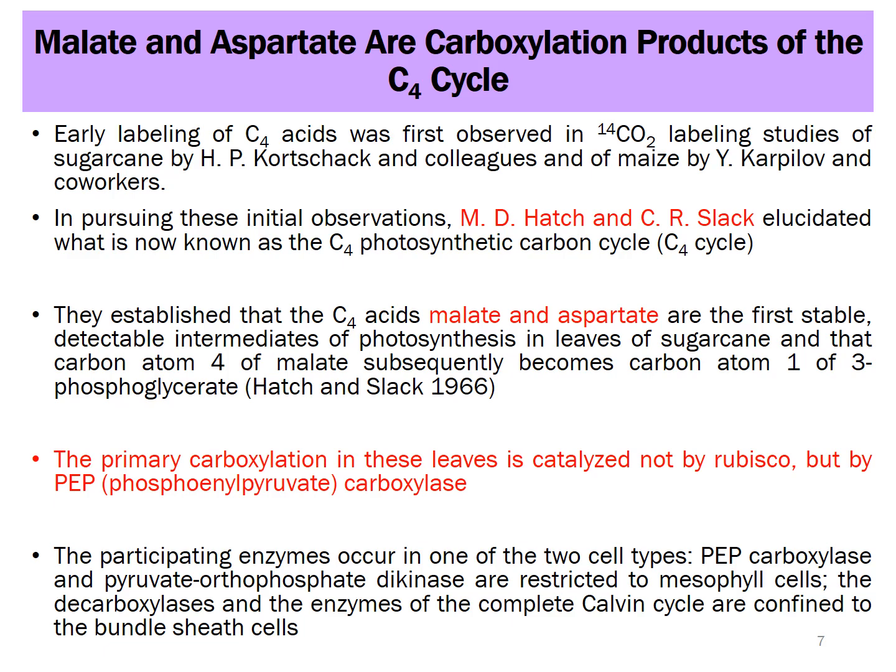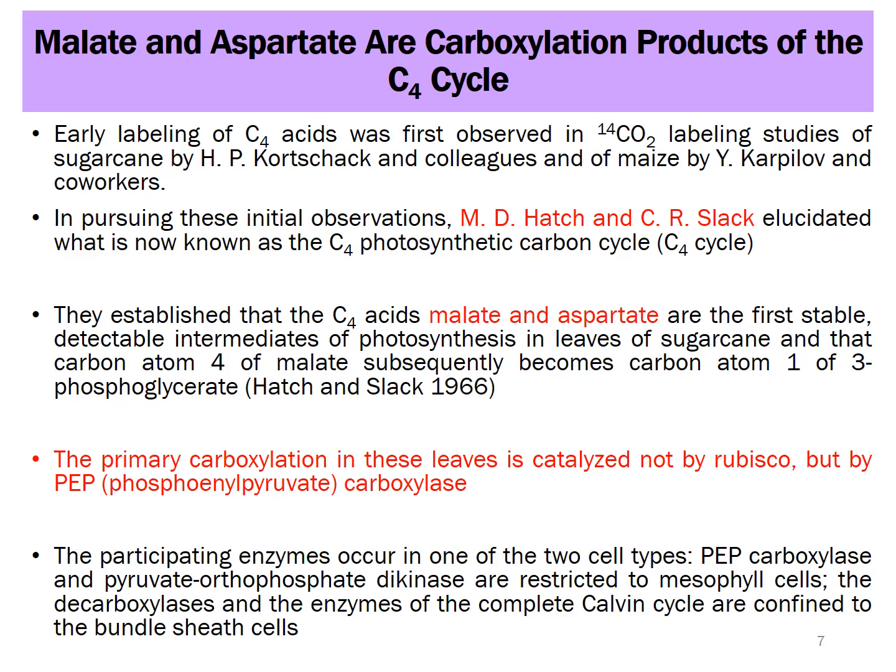So early labeling of the C4 acids was first observed in carbon dioxide isotope labeling studies of sugarcane by H.P. Kortschak and colleagues, and of the maize by Karpilov and co-workers. शुगर केन को कोरशैक और उसके कलीग्स ने स्टडी किया, जबकि मेज़ को कार्पिलोव और उसके कोलीग्स ने, को-वर्कर्स ने जो है वो स्टडी किया विद द हेल्प ऑफ आइसोटोप ऑफ कार्बन डाइऑक्साइड.